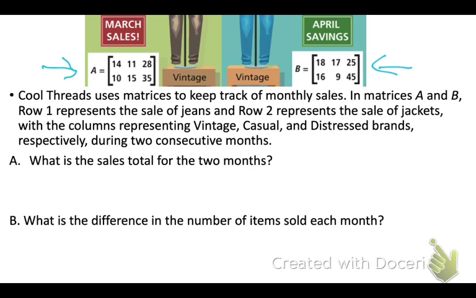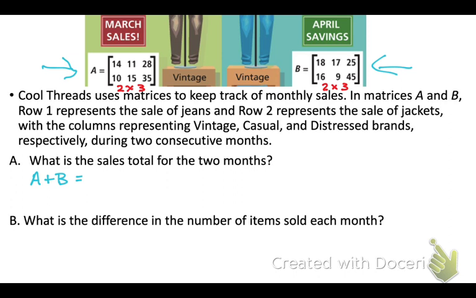What is the sales total for the 2 months? So how am I going to find a sales total for the 2 months? You would add them. So we would do A plus B. Well, first of all, can we do it? What do we have to know to be able to do it? They have to be the same size, right? So what size is the left? 2 by 3. And what size is the right? 2 by 3. So can we do it? Yes. If it's not exactly the same, you say undefined, mismatched dimensions.